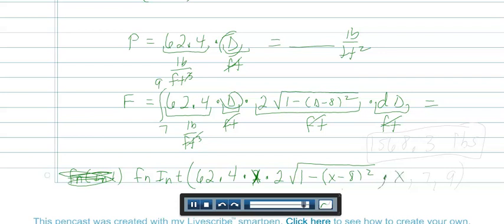I think I got all that in right. 62.4 x, 2 times quantity, yeah, there it is. And when you put this in your calculator, what you end up getting is this. 1568 point about, we'll call it 3, pounds of force on that submarine window.